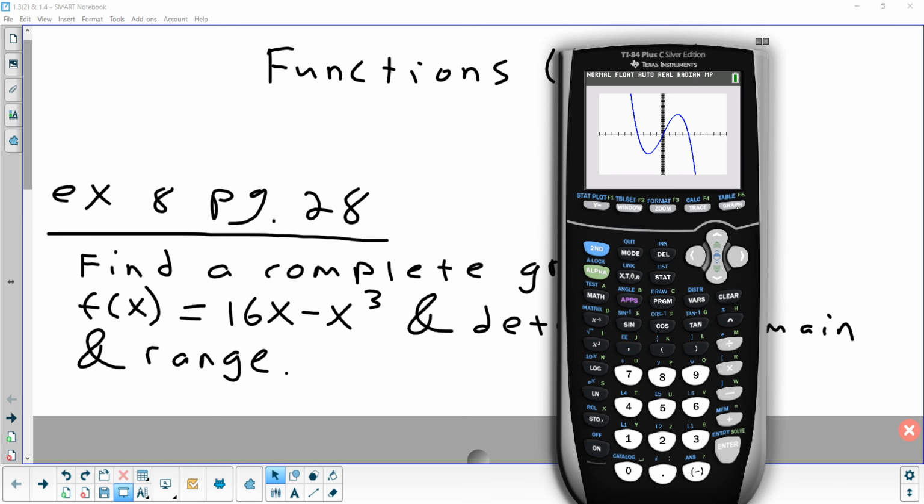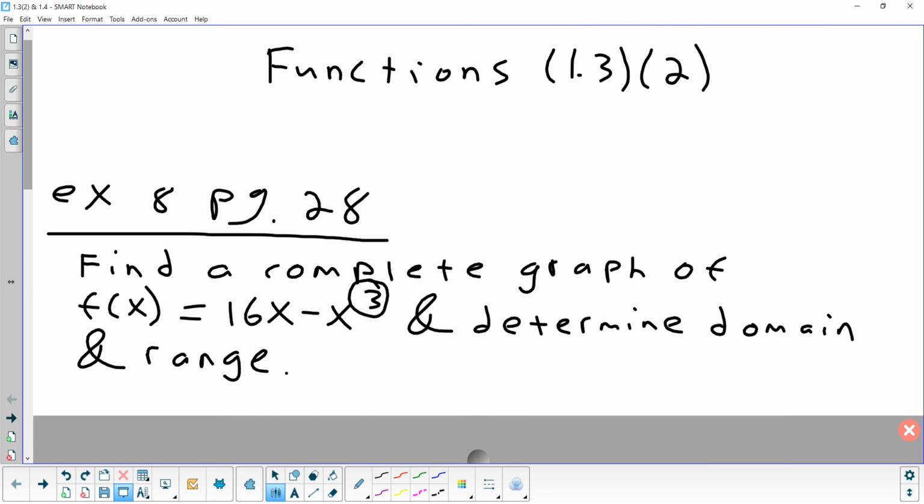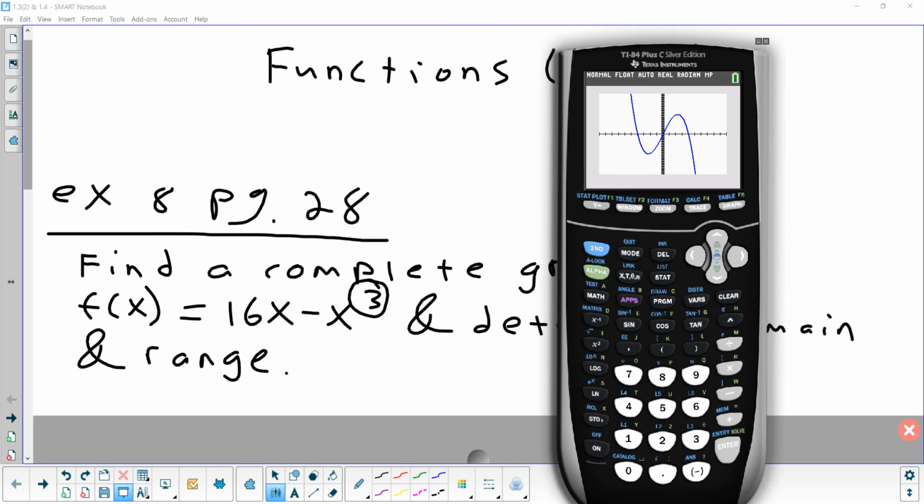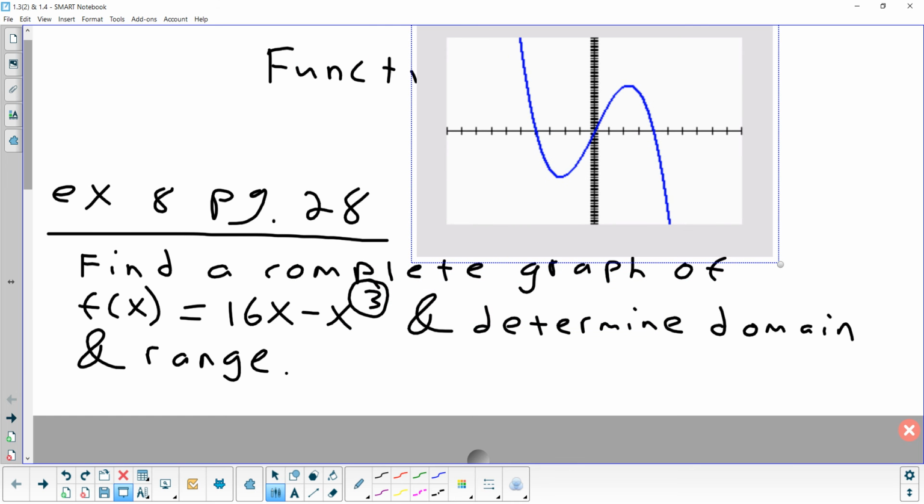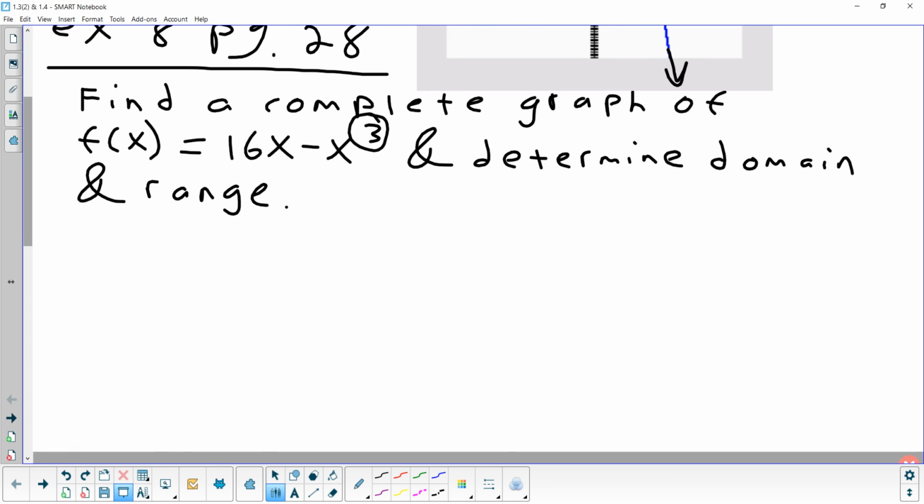I don't know if we went over this yet, but if you look at the highest exponent and you subtract 1 from it, it tells you how many times the graph can turn at most. So we see an exponent of 3. That means this graph could take 2 turns. I can see both turns on the screen, which means nothing else is happening off the screen. So from here, this graph is just going to continue going down and to the right, and this is going to continue going up and to the left. So as far as finding a complete graph, I think we've got it.